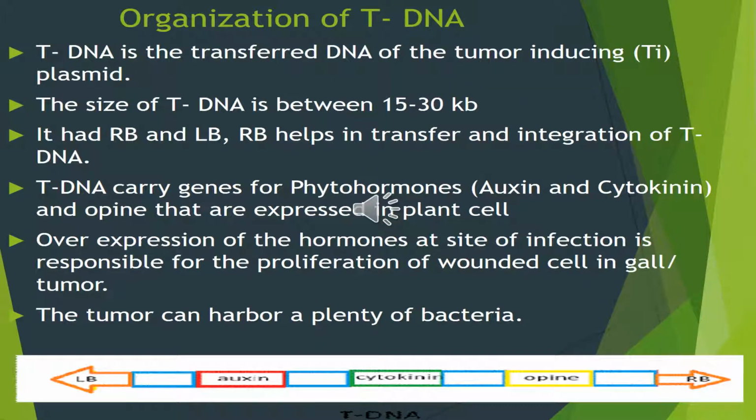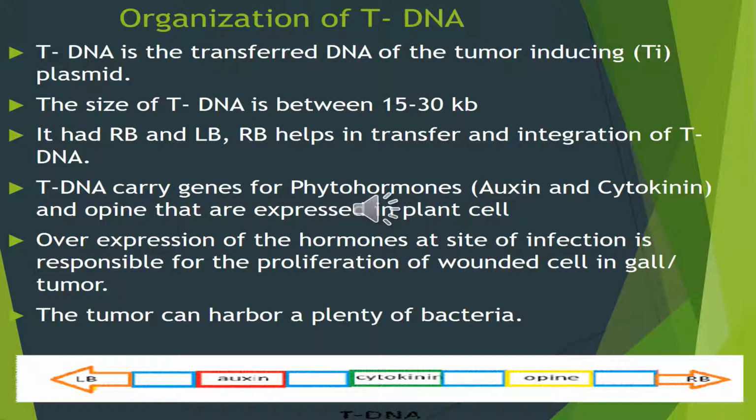Till now we have seen the components of Ti plasmid. Now we will deal with only the tDNA segment. So the tDNA starts from the left border to the right border. In between are present the auxin, cytokinin, and opine production genes. The tDNA, or the transfer DNA, is transferred from the tumor inducing plasmid of some species of bacteria. The size of tDNA mainly ranges between 15 to 30 kilobase.